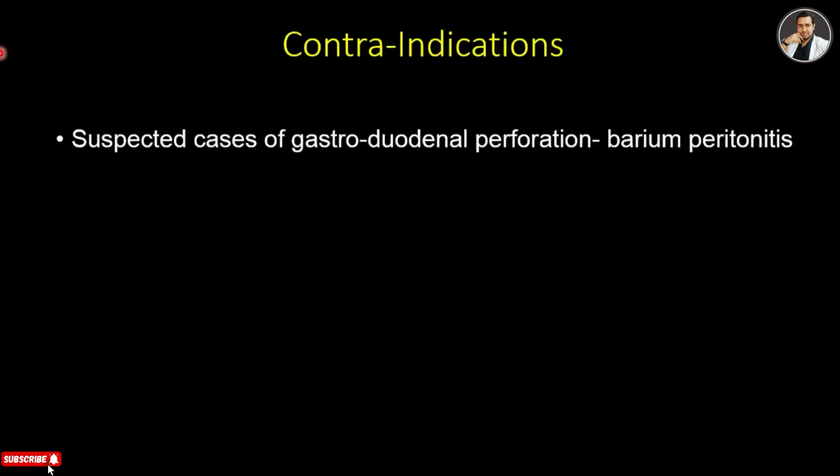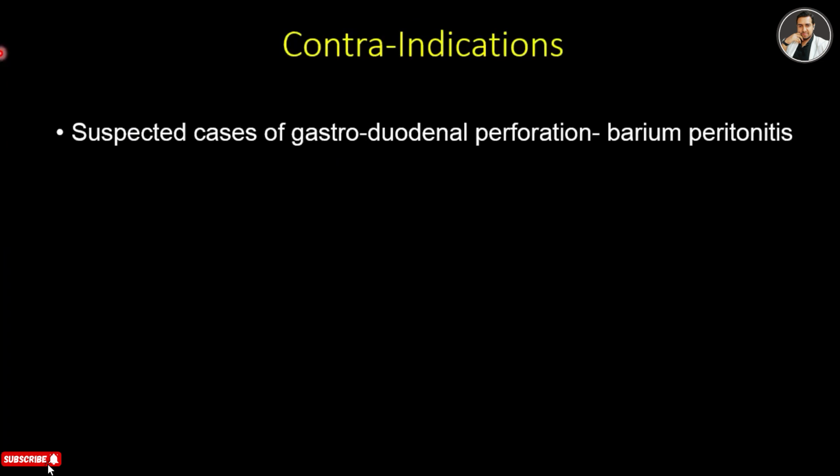And now let's know the contraindications. So the first contraindication is suspected cases of gastroduodenal perforation, barium peritonitis.